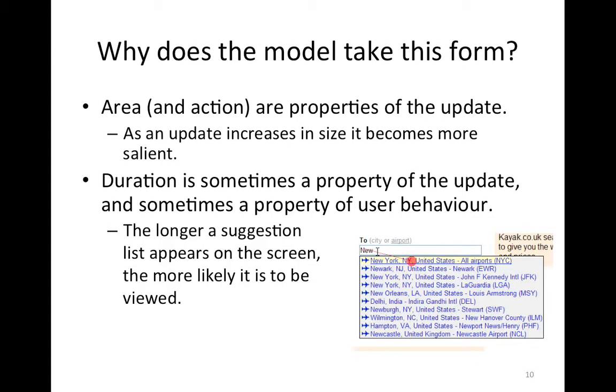So, for example, the longer a suggestion list appears on the screen, the more likely it is to be viewed, and this is because people are pausing to view the content. So we know that if it's on the screen for longer than about 2.5 seconds, people are pausing actually to view the content, so they are controlling the duration of that particular update.